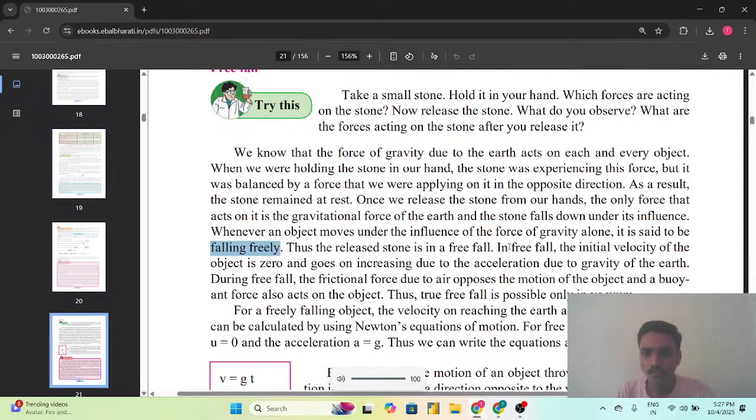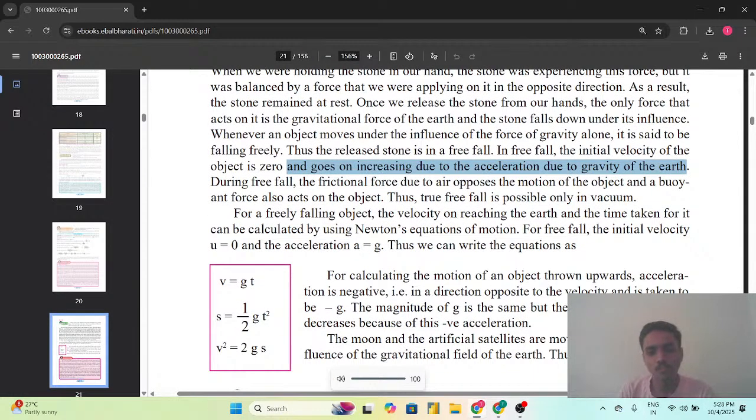In free fall, the initial velocity of the object is zero, as initially we are holding the stone in our hand. So the initial velocity u is equal to 0 meters per second, as the object is at rest, and the velocity goes on increasing due to the acceleration due to gravity of the earth. The velocity keeps increasing as the acceleration due to gravity is acting on the stone.